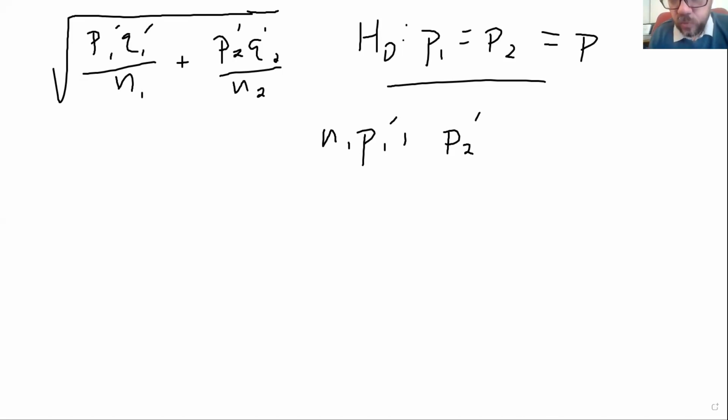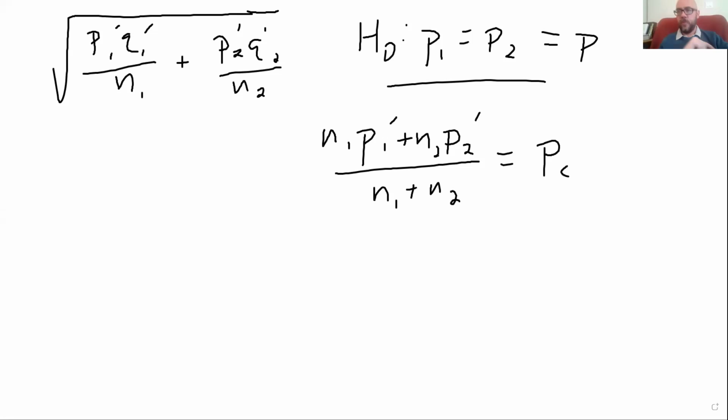Plus N2 P2 prime, and then divide by the sum of the weights, N1 plus N2, right? And this would be our combined estimate of P, which we're going to call P sub C. Another way to see this, however, is that N1 P1 prime is this. P1 prime is X1 over N1. And so if I multiply both sides of this equation by N1, what I get is that N1 P1 prime is X1.